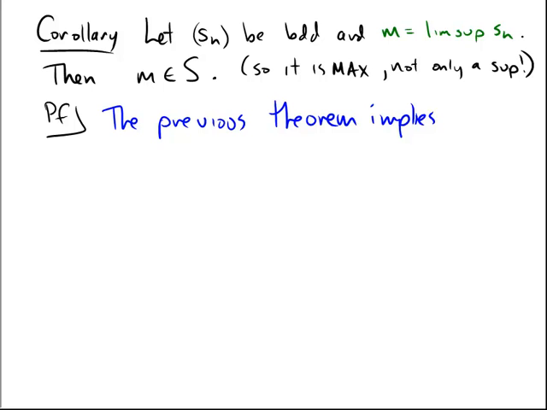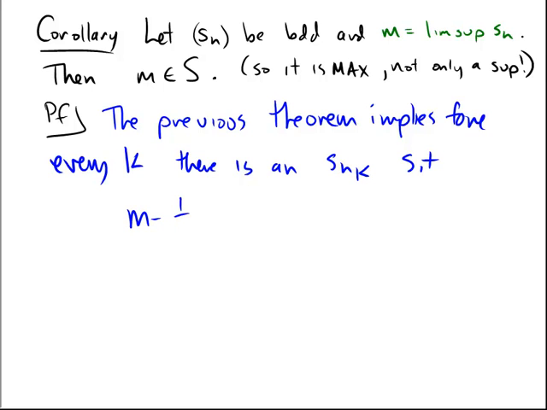The theorem above, and that's why it's a corollary, I guess, right? The previous theorem implies that for every k, there is an S sub n sub k such that m minus 1 over k is less than S sub n sub k is less than m plus 1 over k. Because the previous theorem said that this was going to be true for any epsilon that was positive. So in particular, it's going to be true for 1 over 1, 1 over 2, 1 over 3, 1 over 4, etc.